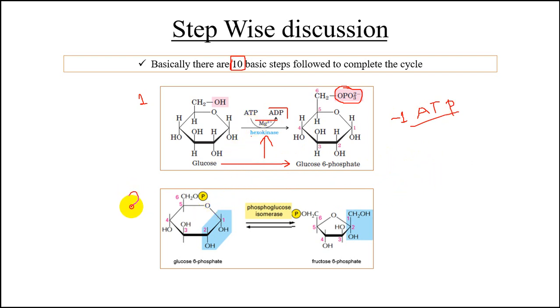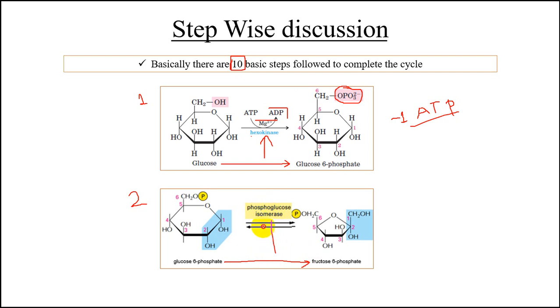This is the second step after the first step. The glucose 6-phosphate is converted to fructose 6-phosphate with the help of phosphoglucose isomerase. What does the isomerase do? It is nothing more than the rearrangement of the carbon and oxygen bond that occurs here.